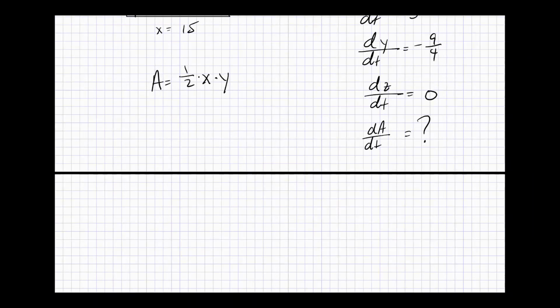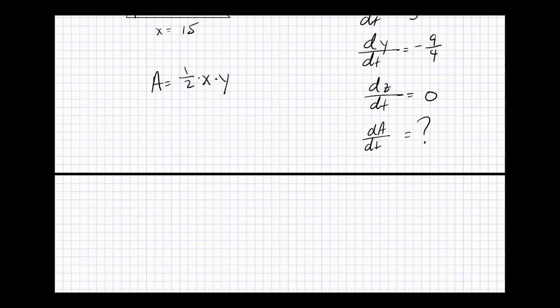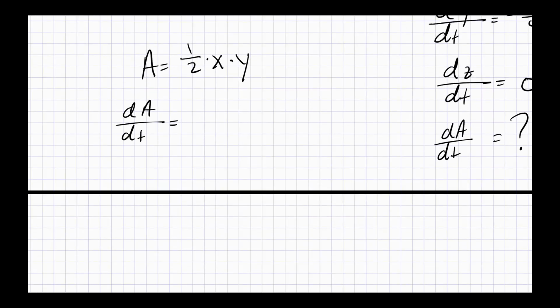Okay, that was step 3. Go to step 5. Find the derivative with respect to time. So find the derivative of that equation. To find the derivative of this, we're going to have to use the product rule. Yep, product rule. You can say 1/2 x is the first one and y is the second. That works.